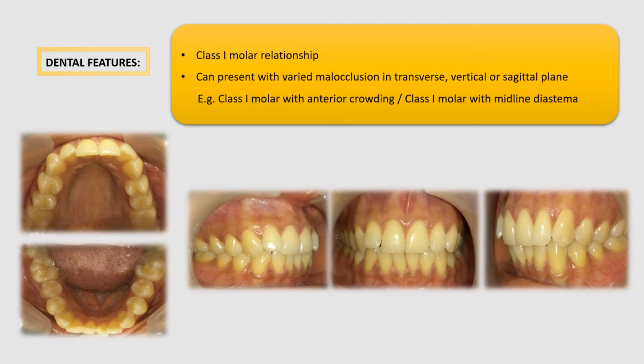So here you can see intraoral images which show the patient having a class 1 molar relationship. However, you can see variations in transverse, vertical or the sagittal plane, resulting in anterior crowding or presence of a midline diastema. Also, certain teeth can be rotated, there can be generalized spacing, or there can be a mild amount of crowding seen either in the upper or the lower arches.